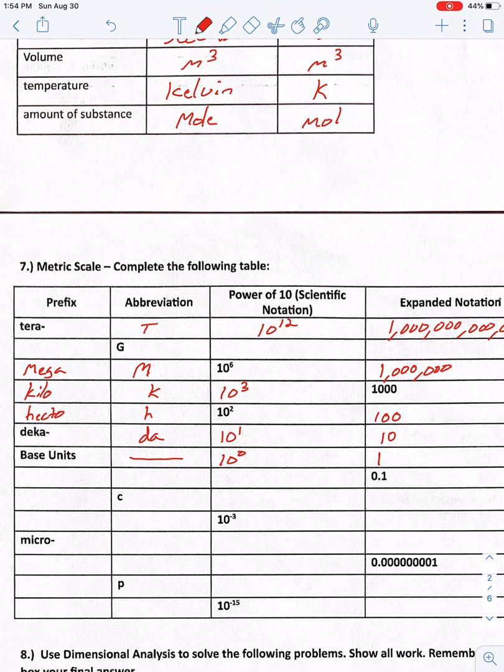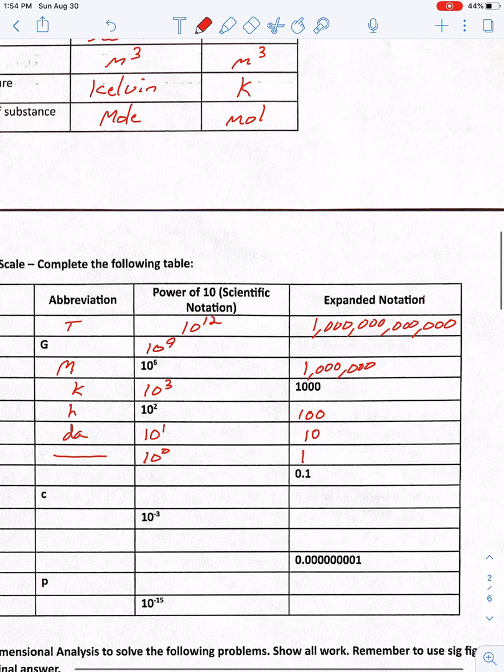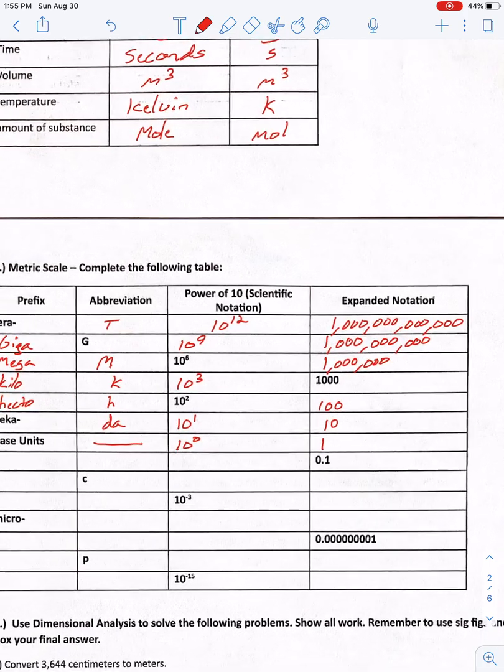Now we're going to add another 3. It becomes 10 to the 9th, and that is giga, which I'm sure you've heard about. You've gone through all your gigs of data on your phone. This is what it's talking about. 10 to the 9th is even bigger, so that's going to be 1 billion. Okay, so those are my big numbers.